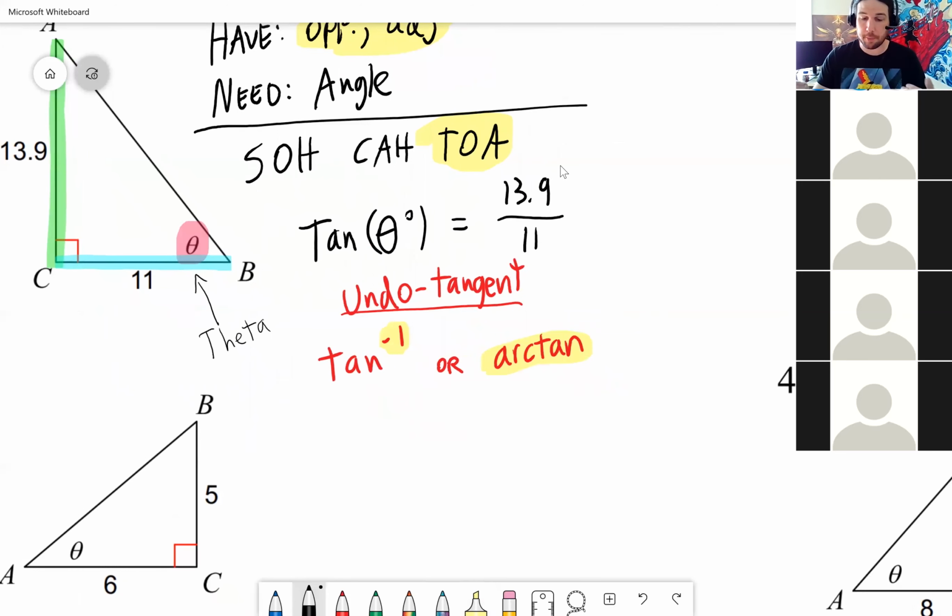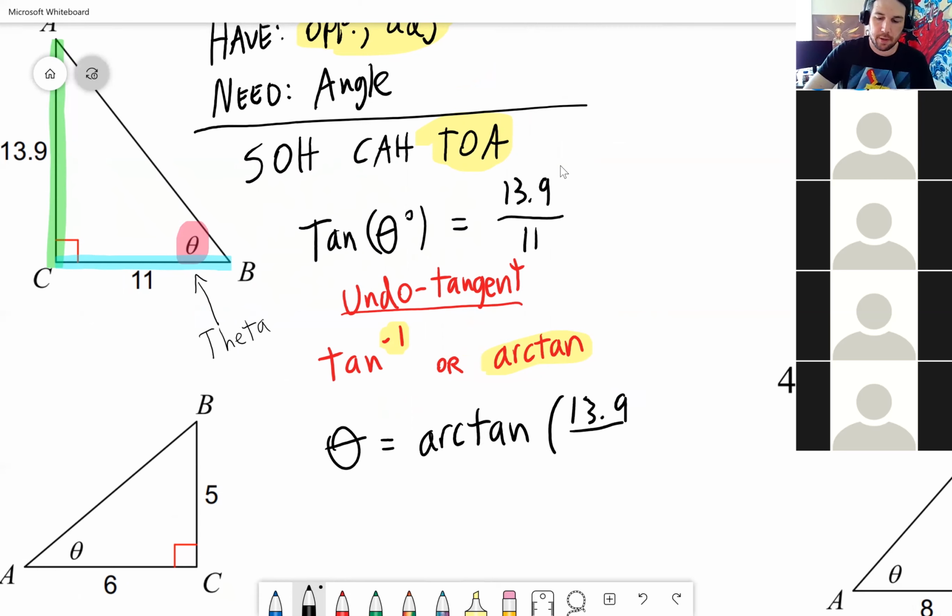So for the problem, we're going to untangent both sides. We're going to arctangent both sides. And we're going to get theta equals the arctangent of 13.9 over 11. So on my calculator, I should charge my battery on this.